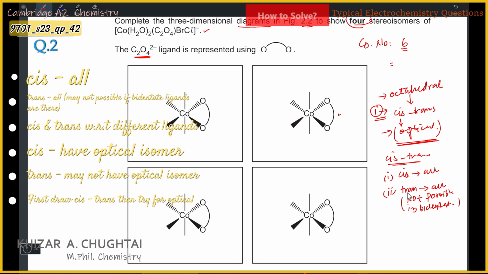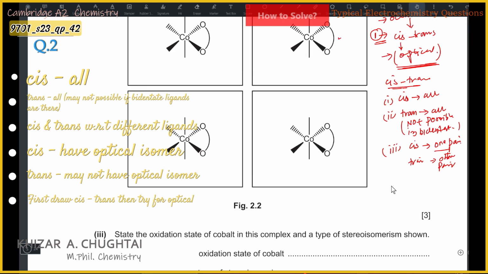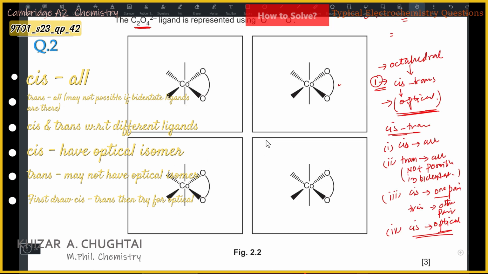Then the next thing is, first of all, make all cis, then trans with all monodentate or bidentate ligands. And the third one is to make cis with respect to one pair of different ligands, if different pairs are given, and trans with respect to the other pair, and then you will convert cis into optical isomer and so on. Now come toward this one.